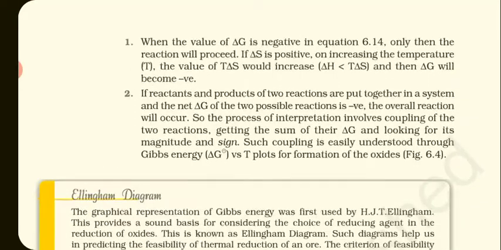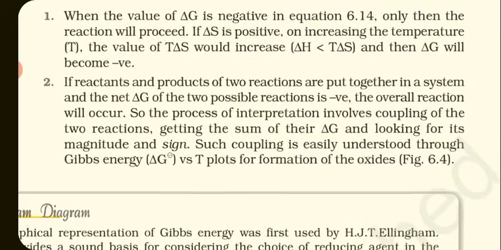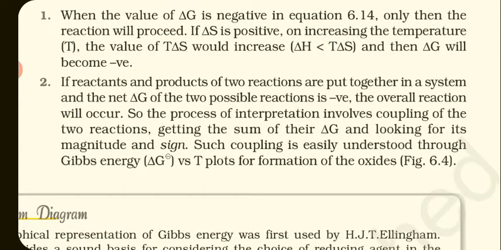Now, what are the conclusions? First conclusion is that when the value of delta G is negative in equation 6.14, only then the reaction will proceed further. If delta S is positive, it means the change in entropy is positive. On increasing the temperature, the value of T delta S would also increase. That means delta H will be less than T delta S, and then delta G will be negative.